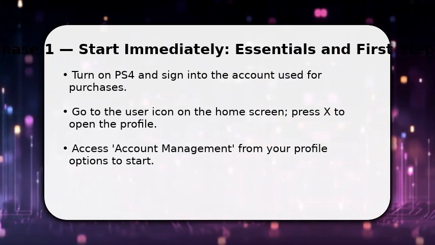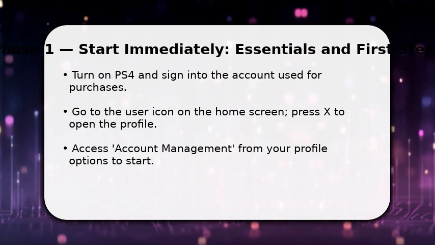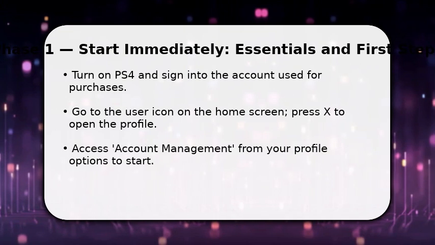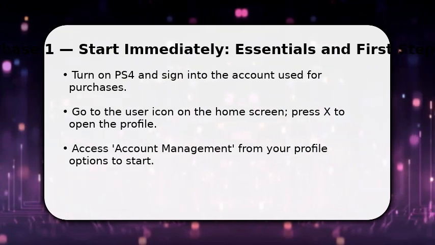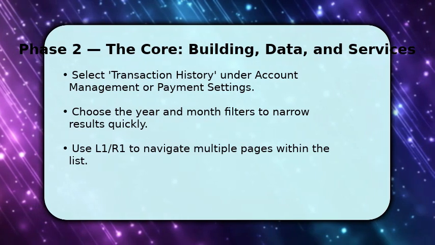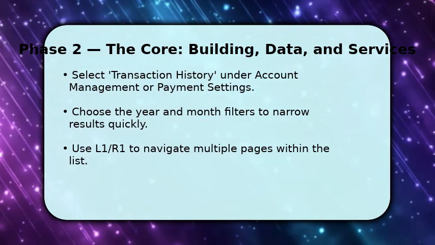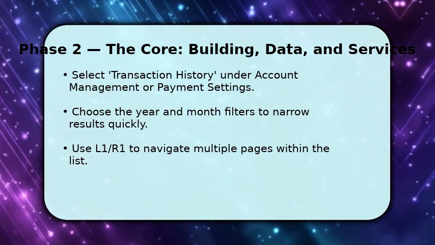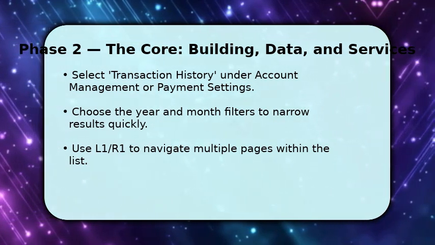This is the gateway to all transaction records, and you need it because only account owners can view purchase receipts and subscriptions. Now, from Account Management, move to Payment Management or Wallet, and then select Transaction History. This is where purchases, refunds, and wallet top-ups live. Once done, apply the year and month filters so you don't scroll through everything.